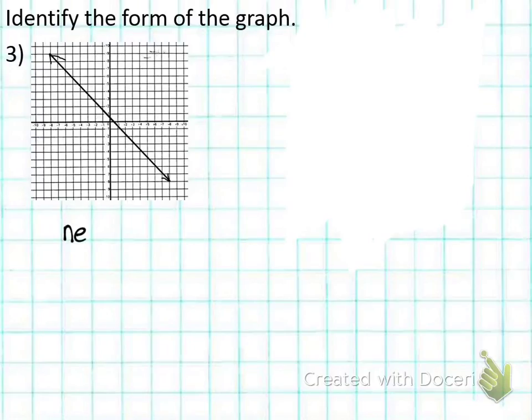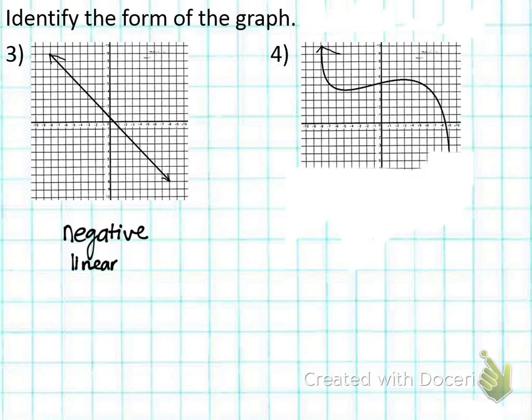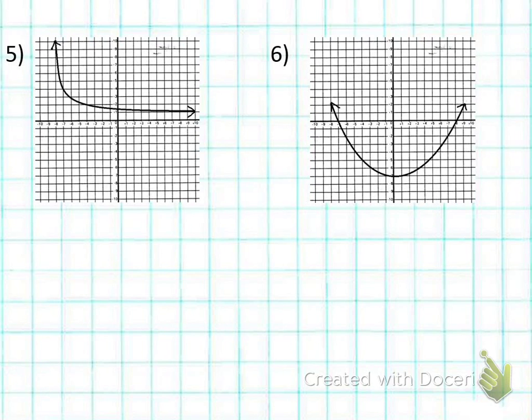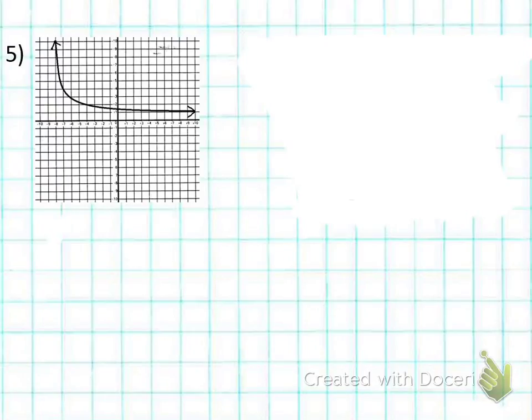Linear. Okay, excellent. That's the form of this function. Good. Number 4, what's the form of this one? Look at it and write it down. You should look at your notes to make sure you get the right answer. Negative cubic. Excellent. Okay. Next one, number 5. Go. Correct. Negative exponential.